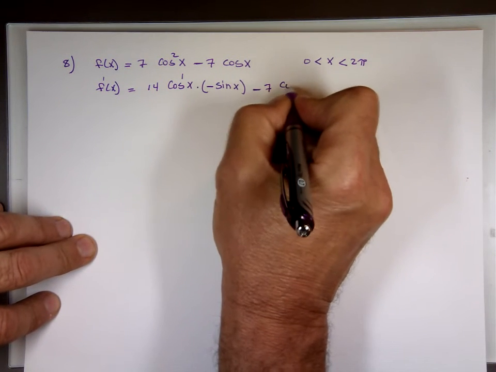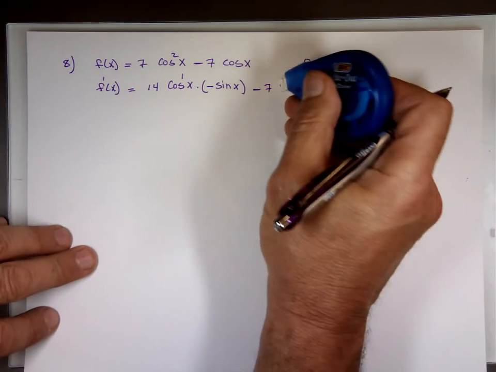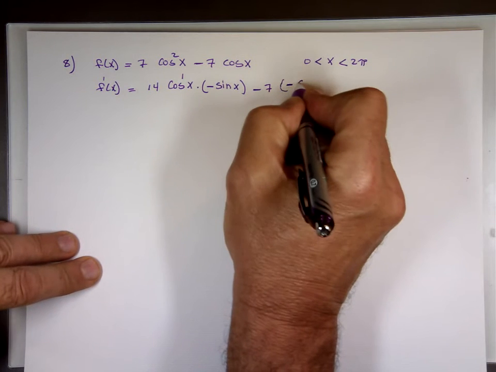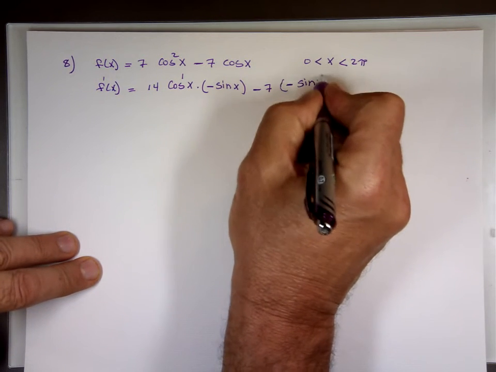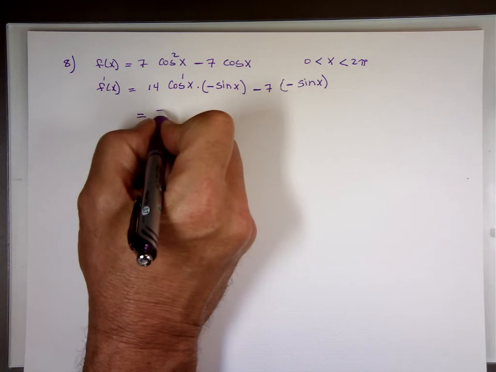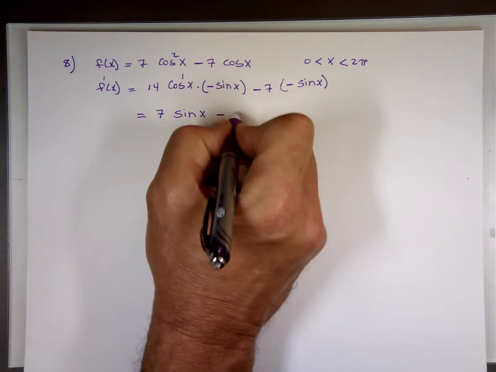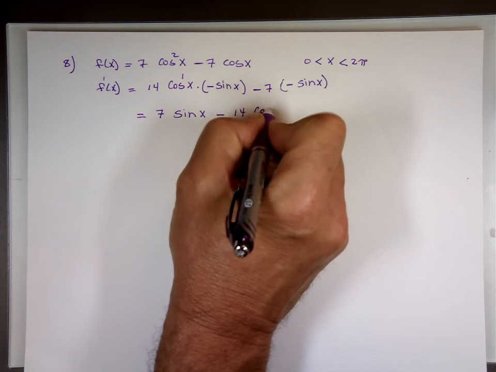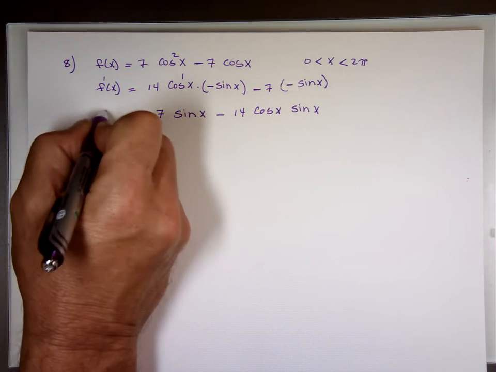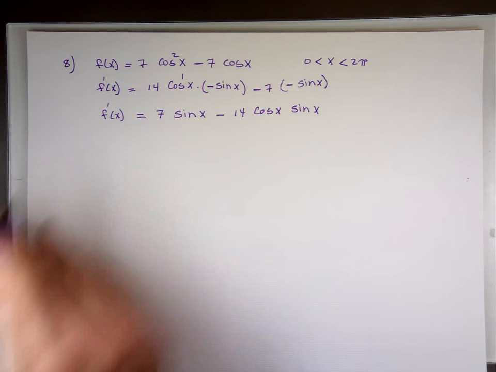Derivative of cosine, which is what? Is that negative sine? So when I clean that up, I like the positive to go first: 7 sine of x minus 14 cosine of x sine of x. And now let's find out where the derivative is 0. There's no fraction, so I never have to worry about undefined.